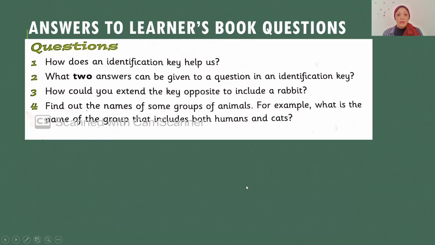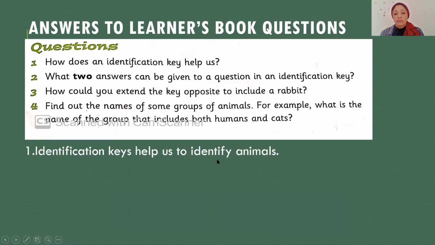Okay, the learner's book questions we have. The first question here: how does an identification key help us? Okay, it helps us to identify the animal. Yes. What two answers can be given to a question in an identification key? Yes, yes or no.